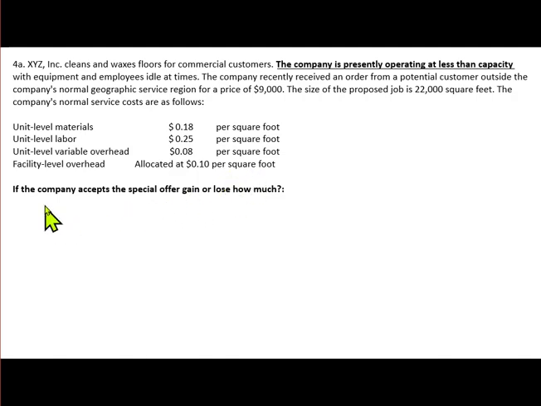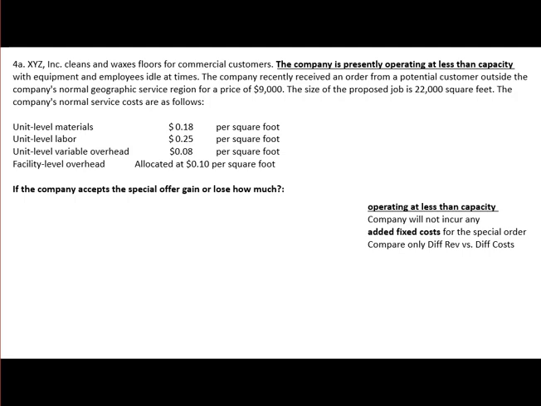So the question is this: if the company accepts the special offer, gain or loss by how much? So that's what we're trying to decide here. Are we going to have a gain or a loss, and by how much will it be? So operating at less capacity, the company will not incur any additional fixed cost for this special order, so you only want to compare the differential revenues and the differential costs.